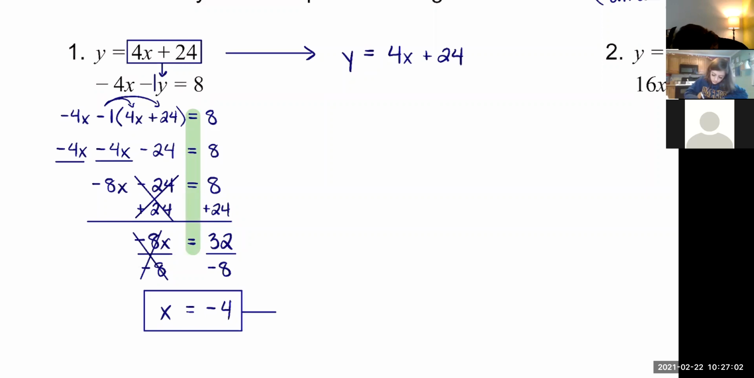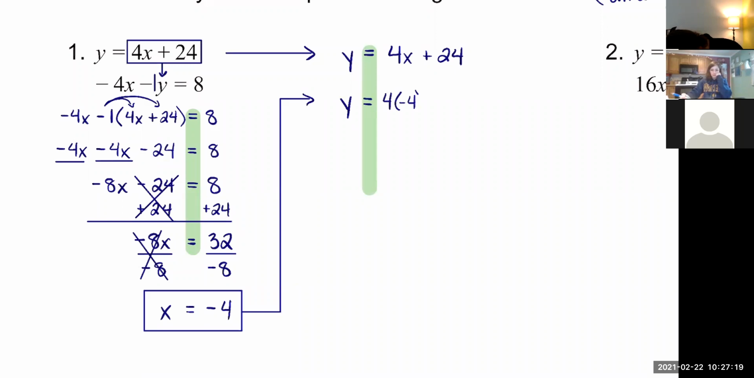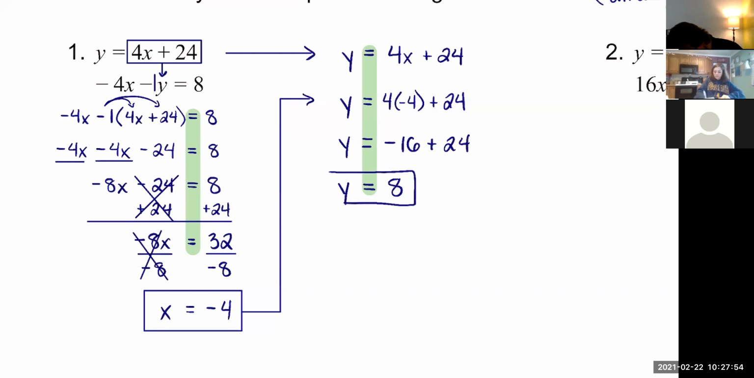But what I now know that I didn't know moments ago is that the x is negative 4. So I can rewrite that equation to say that y equals 4 times negative 4 plus 24. 4 times negative 4 gives me negative 16. And negative 16 plus 24. Negative 12? Not quite. Positive 8. Good news is you can use calculators to walk you through some of these smaller steps.